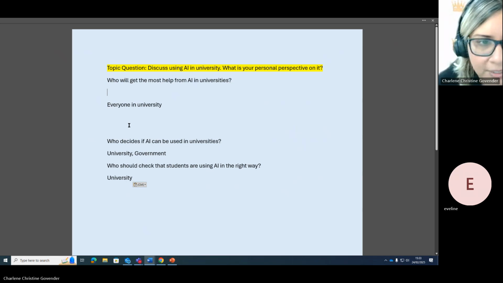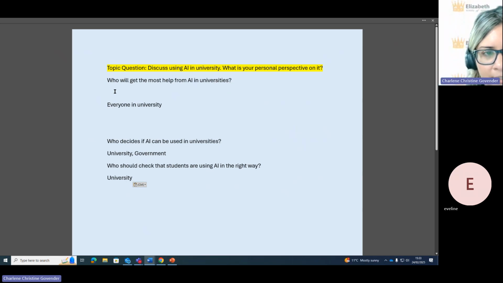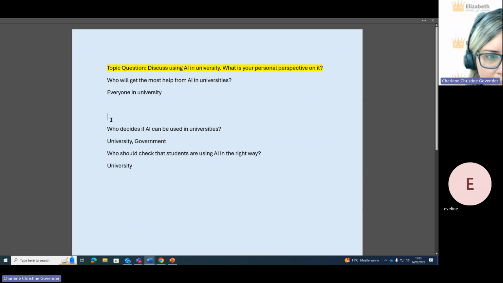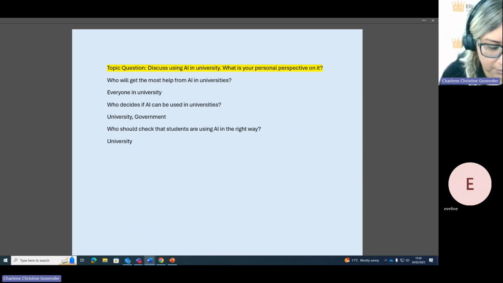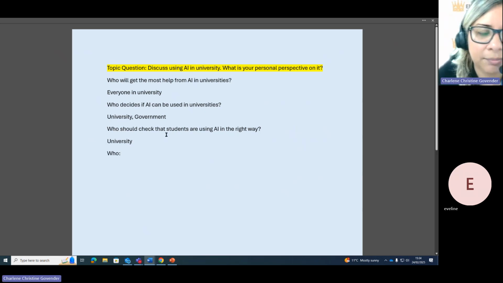So we asked the question of who will get the most help from AI in universities, and we said everyone in university. Who decides if AI can be used in universities? We said the university and the government. Who should check that the students are using AI in the right way? And we have answered university. Now, the whole point of pre-writing is to get as much information as we can before we start.